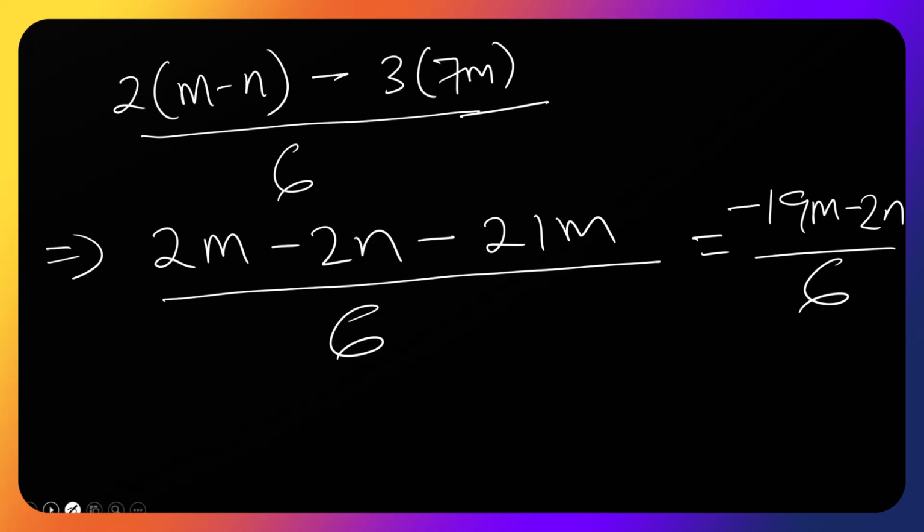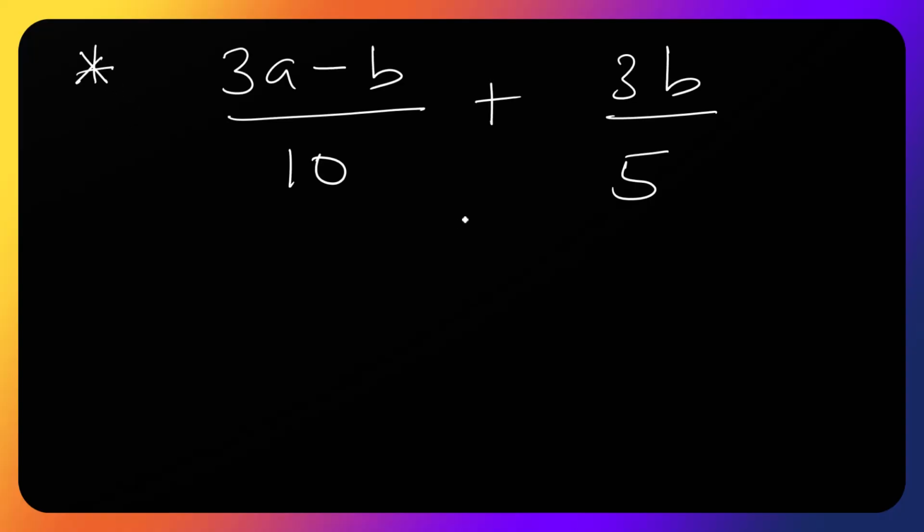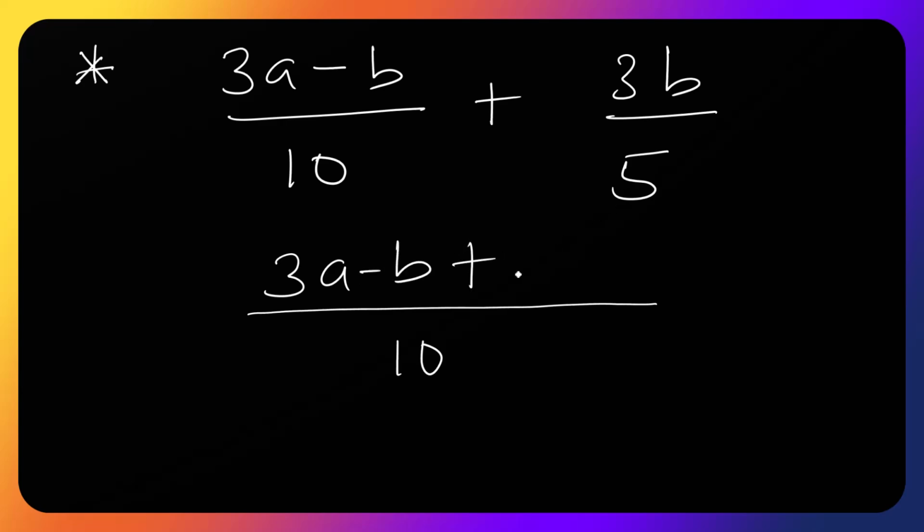Now let's go ahead as we solve more examples. Okay. Simplify this: 3a minus b on 10 plus 3b on 5. So let's find the LCM. The LCM here is 10. 10 here, 1. So 1 times the numerator also gives us the same thing. Plus here 5, here 2. 2 times that will be 6b.